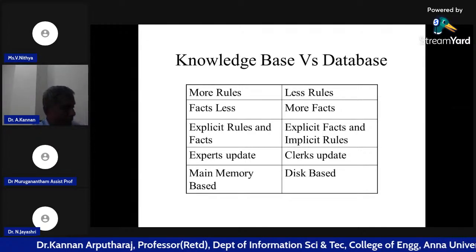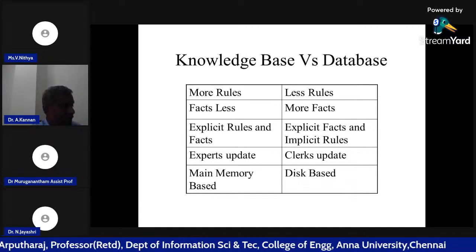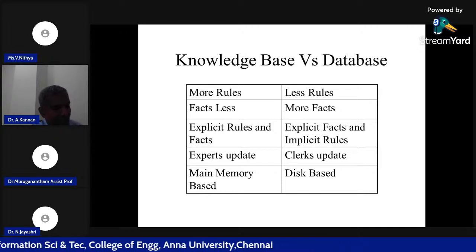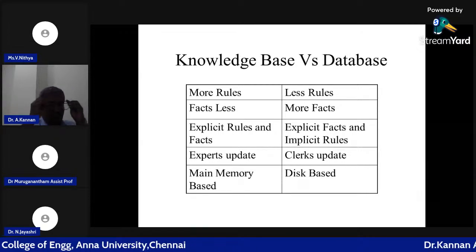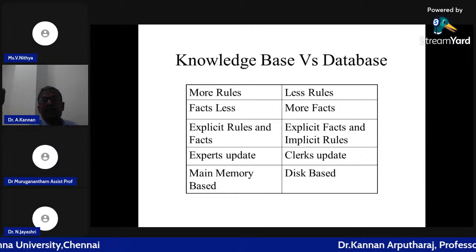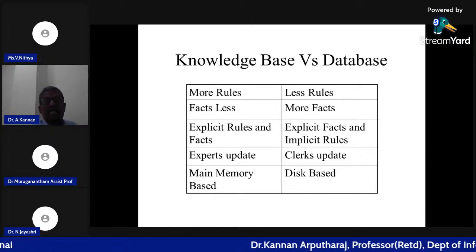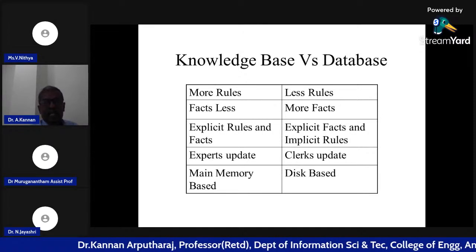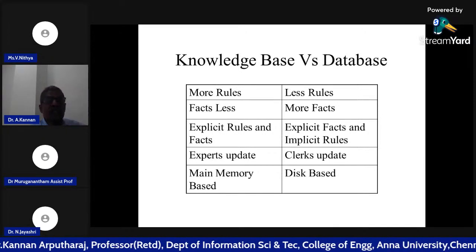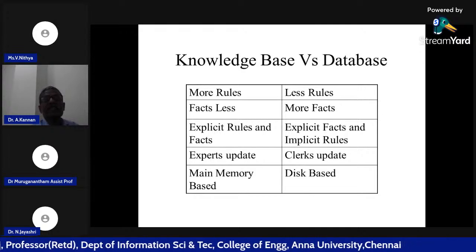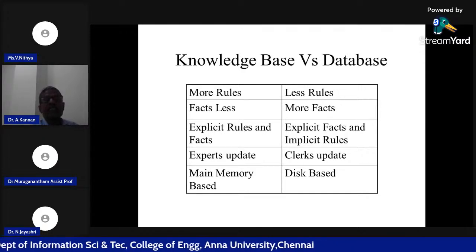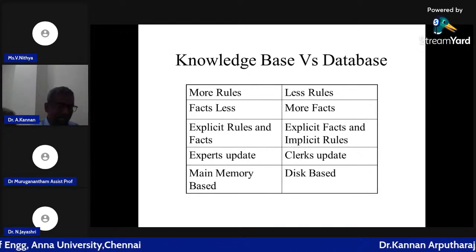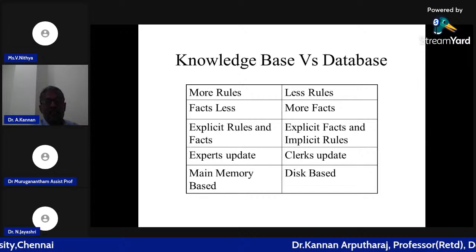In a chess playing game, 2 power 35 rules are available. In which way you are applying the rules will decide whether you are a winner or loser. That is why the updates are done by experts. But database systems, like railway reservation, can be updated by clerks also. Knowledge-based systems are kept in the main memory since the rules are very few. But database systems have more amount of data, so they are called disk-based.